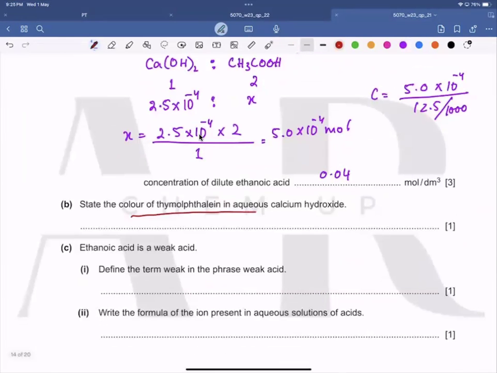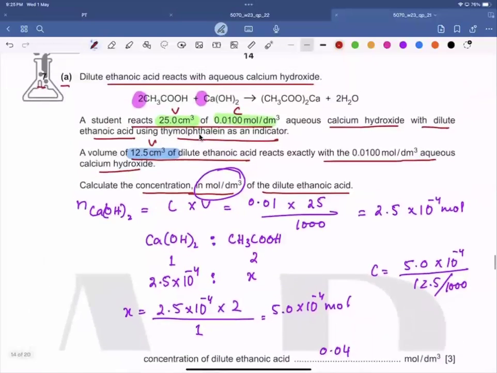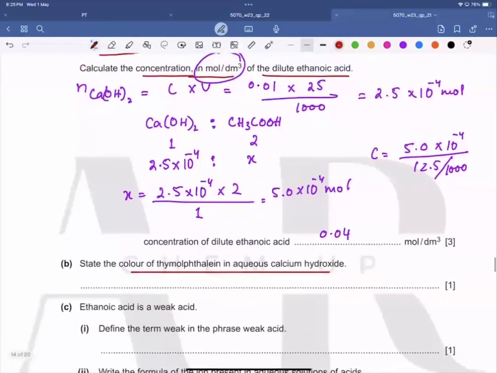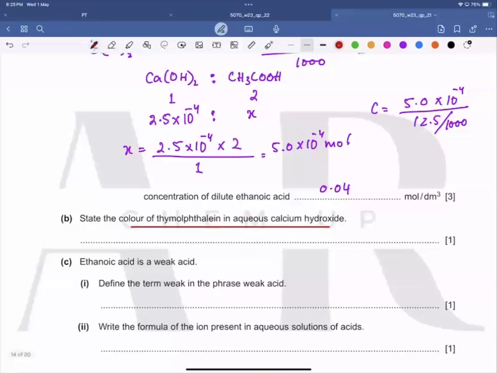State the color of thymolphthalein in aqueous calcium hydroxide. Okay. Yeah, thymolphthalein is blue in color. So in alkali it's blue in color, and in acid it's colorless. So you have to remember this. Blue.